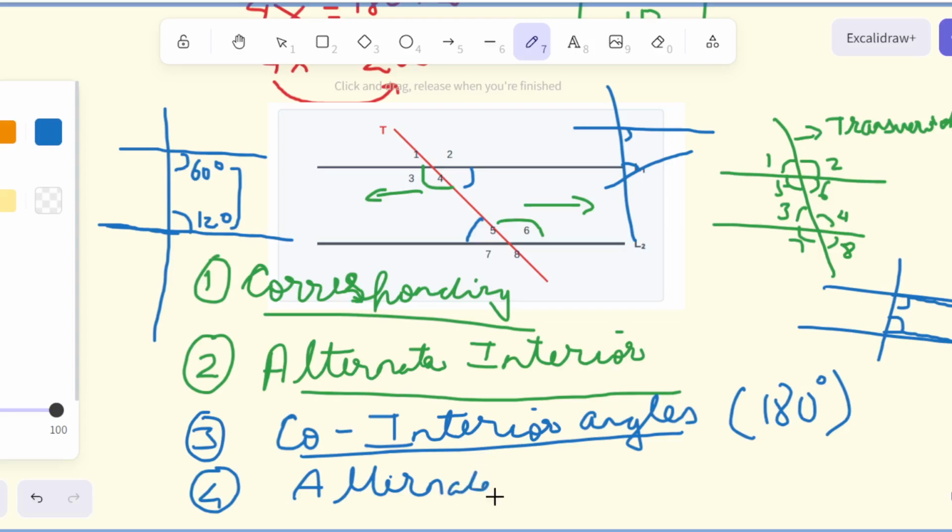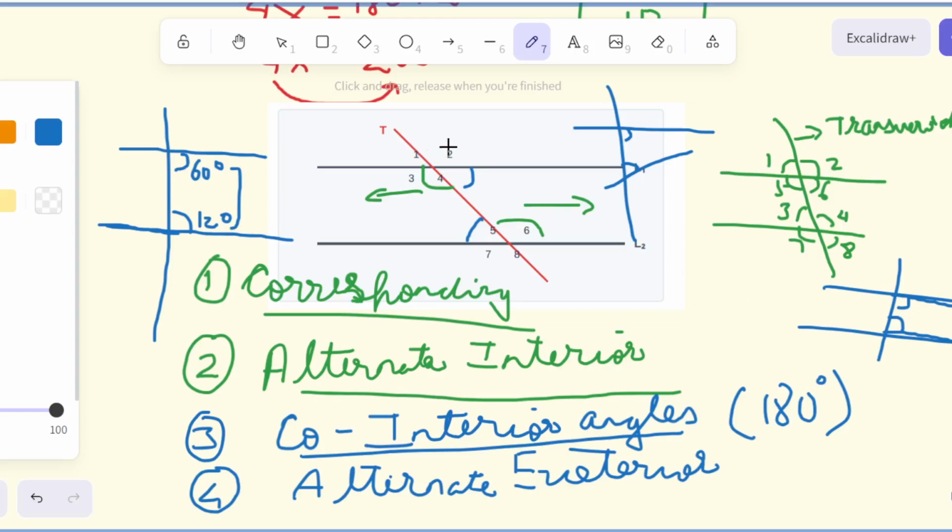And then we also learned about alternate exterior angles. You already told me what the exterior angles are, right? But they will be on the different side, like 2 and 7, and 1 and 8, isn't it? So exterior angles, but on the different side of the transversal, and they will also be equal. Make sense?